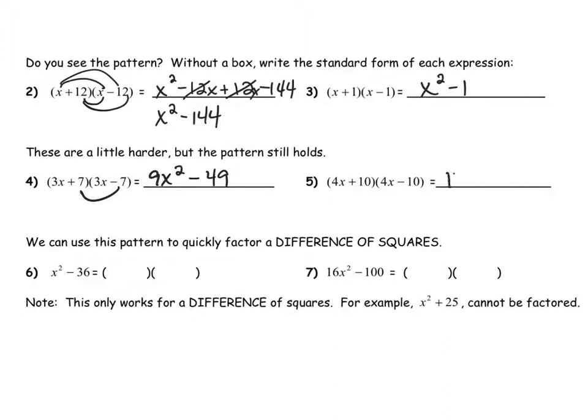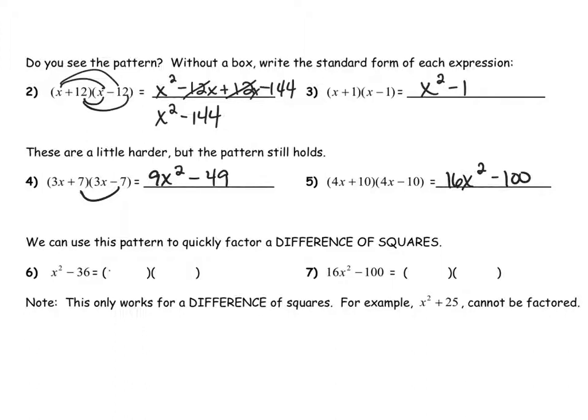4x times 4x is 16x squared. My middle terms are going to go. Always double check, though. Make sure you got a plus and a minus there, because if you don't, this doesn't work. And then negative 10 times positive 10 is negative 100. So when we recognize that our first and last term, and we're subtracting them, are perfect squares, then we can use this to factor a lot faster. You can also use what we're going to use in a moment, the box and diamond method. It's just not as simple.